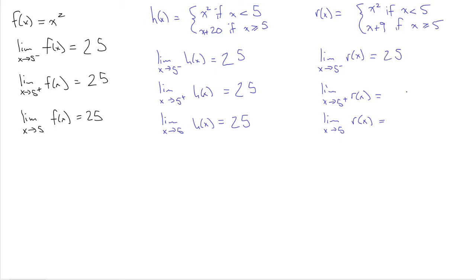In this case, as x approaches 5 from the right, so if x is greater than 5 and we pick a value like 5.0001, we use the second rule for this function, x plus 9. 5.0001 plus 9 is a number a little bit bigger than 14. And the closer we get to 5 from the right, the closer the function value is getting to 14. And so the limit as x approaches 5 from the right is 14.